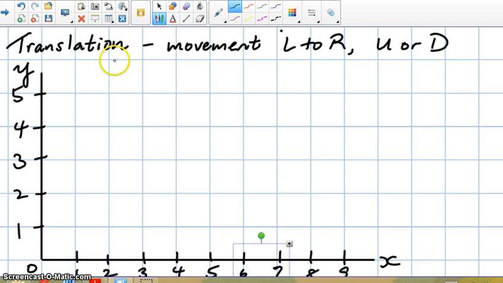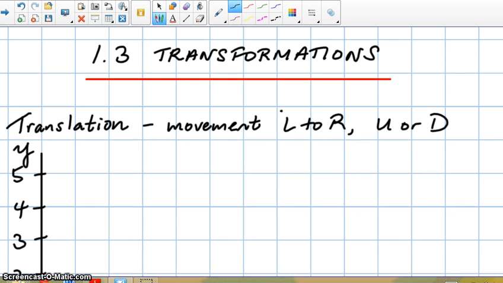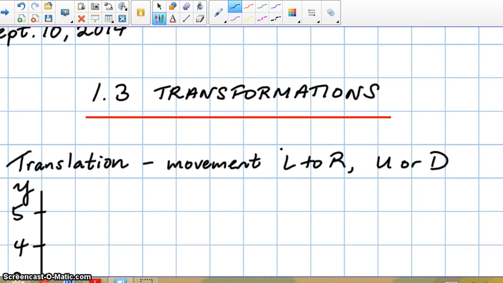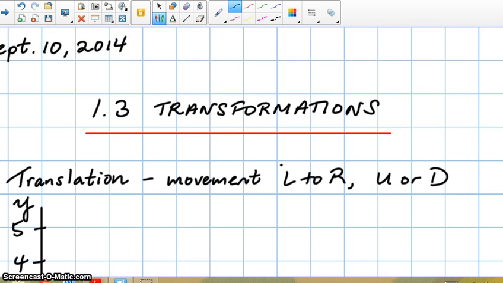The first type of transformation that we'll do is a translation. Just as you remember from last year, hopefully, it's just movement left to right and up or down. Now, for the translation example, we'll just deal with working in the first quadrant, okay? So pause the recording now and catch up.